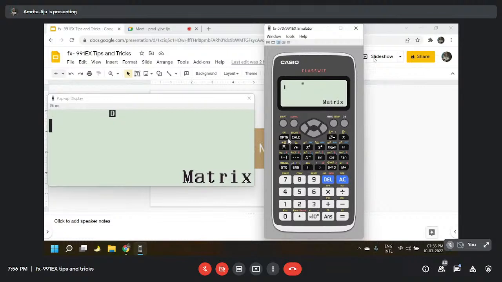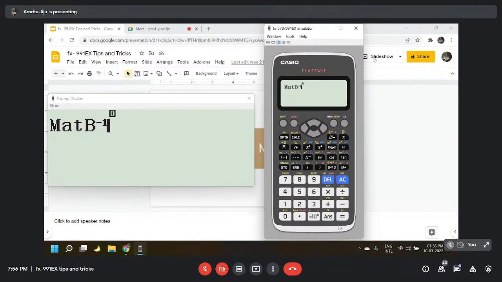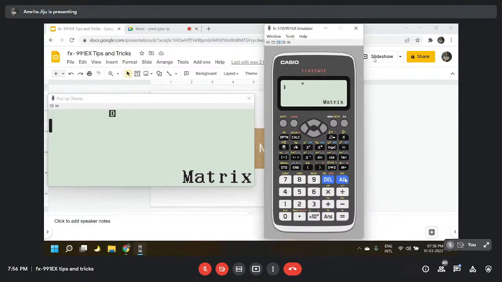Yeah, let's see for the next one. Like the fourth one, you just go for the inverse. You get the inverse of the matrix. So that's how you find the inverse of the matrix. So that was basically it.